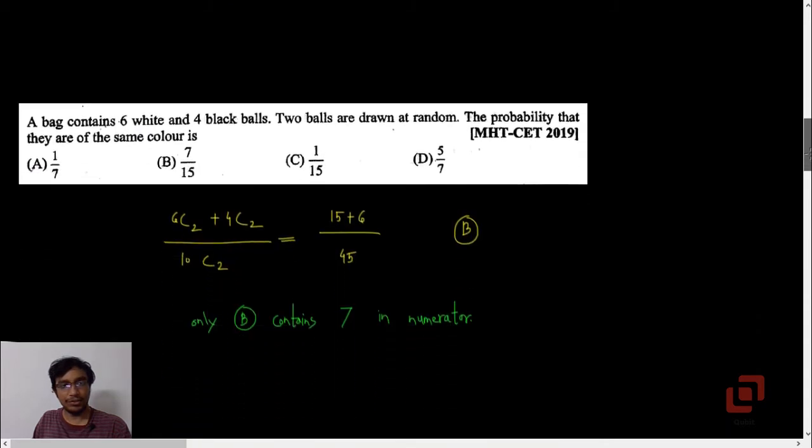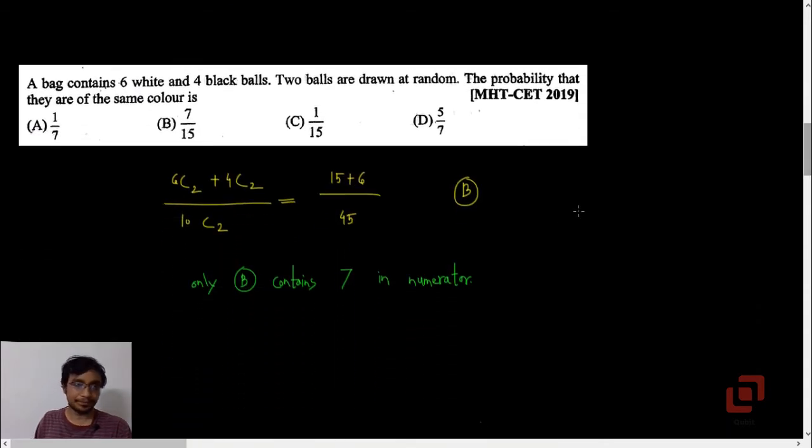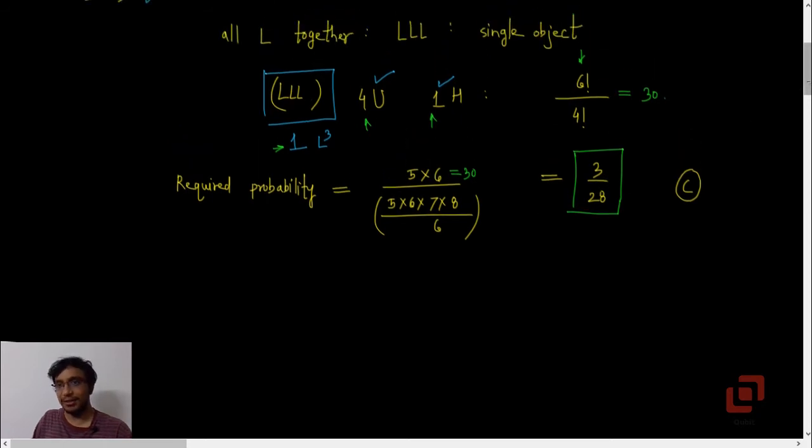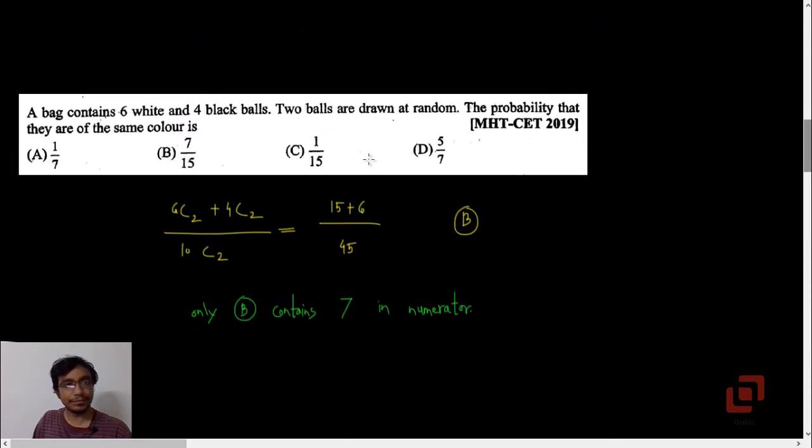Let's go to question 2. Well, I have not done the calculations here, but you can check, it is indeed 3 by 28. Question 2, another very simple question, provided you understand the basic probability correctly.